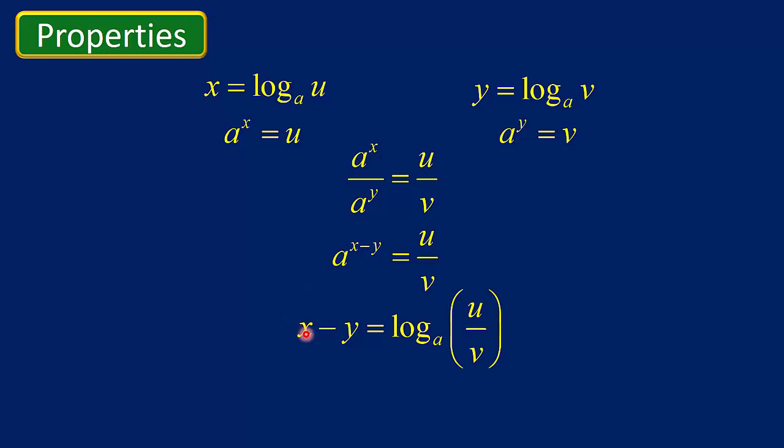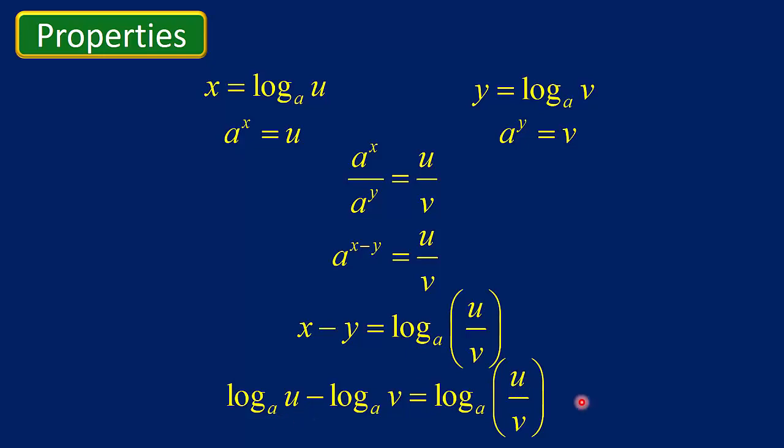Now, likewise, notice x equals log base a of u and y equals log base a of v. So let's make that change. Now look what we have. You have log of u over v is equal to log u minus log v. That's another property of logs that we'll use.